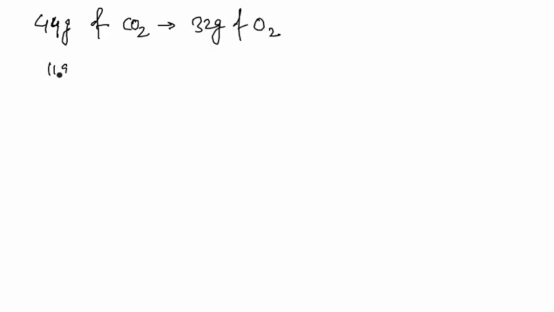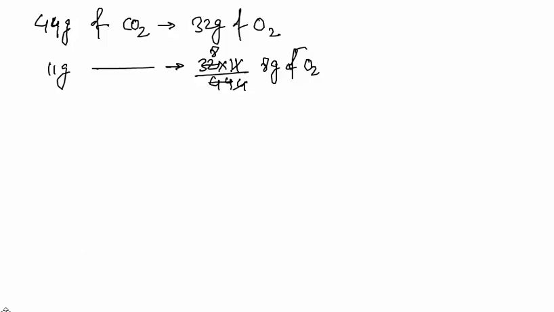You can see from here also, if 44 gram of CO2 contains 32 gram of oxygen, then 11 gram of carbon dioxide will contain 32 into 11 upon 44, and that is 8 gram of oxygen. So I just took the reversed approach here.